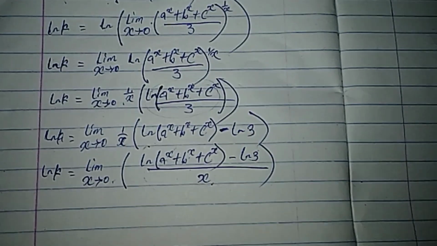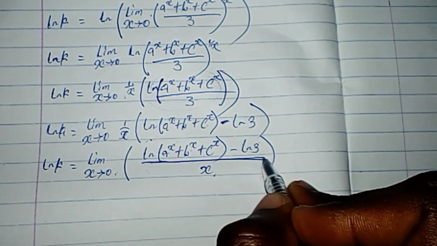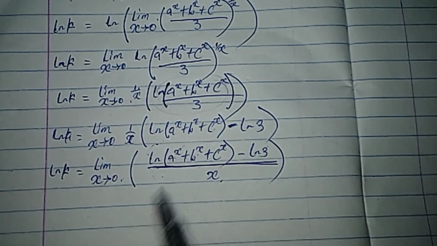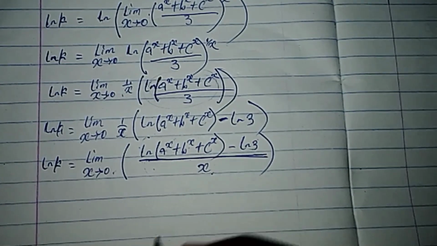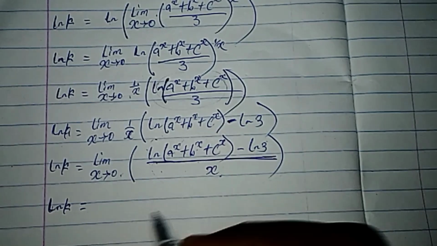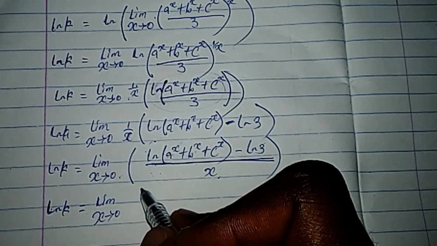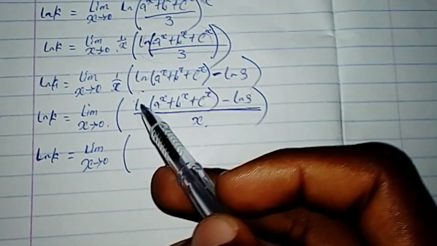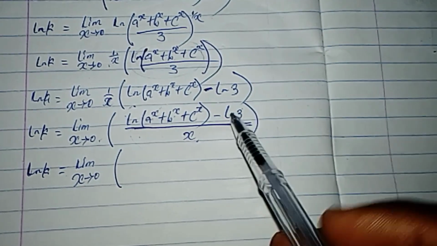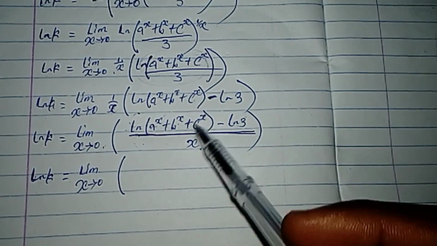Whenever we have the 0 over 0 situation in limits, we are allowed to use what is called L'Hopital's rule. L'Hopital's rule allows us to differentiate the top and the bottom separately. So if we do that, we have ln k equal to the limit as x approaches 0 of, by differentiating the top, something like this. Differentiate this separately: if we differentiate the constant, we have 0. If we differentiate this, we would have something like this.